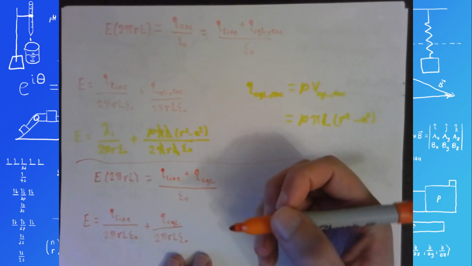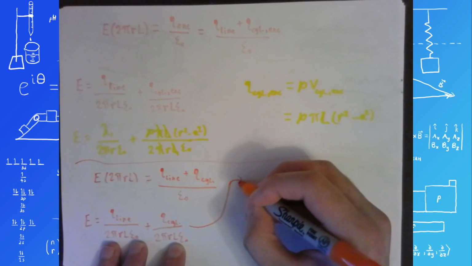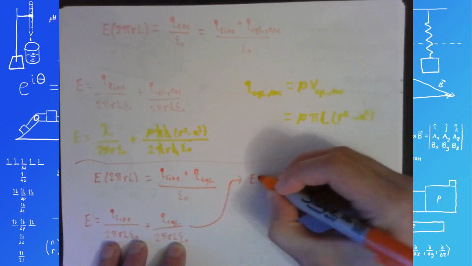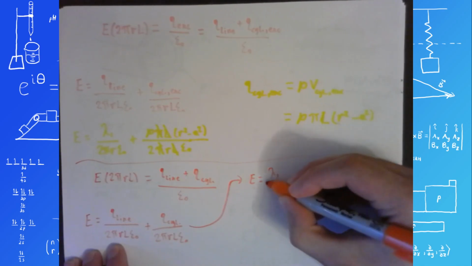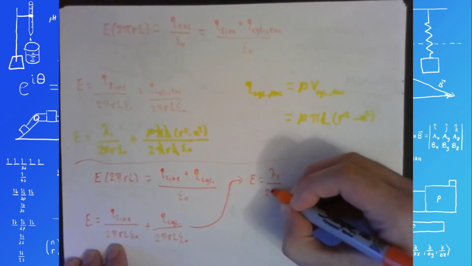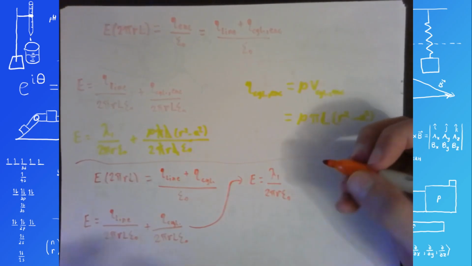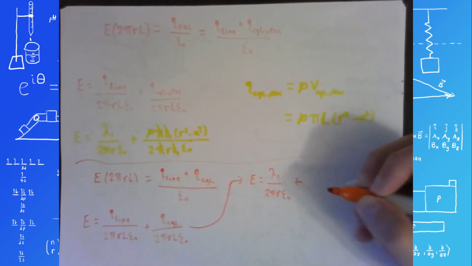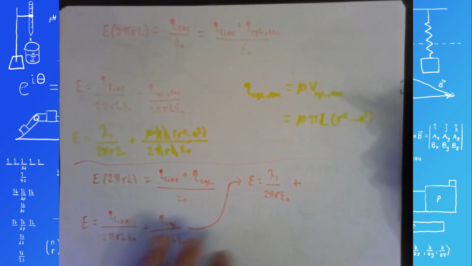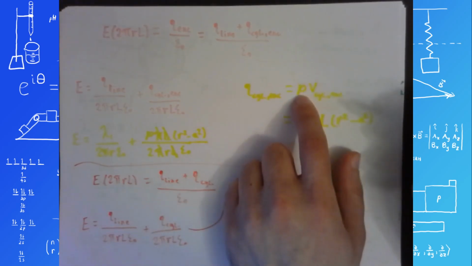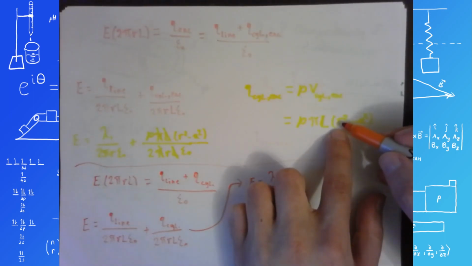So in fact, I want to do this up here. We can do E equals, for this part, that's just going to be lambda 1 over 2 pi r epsilon naught again, no surprise with that, plus, for Q cylinder, we can follow this same calculation except replace the r squared with b squared.